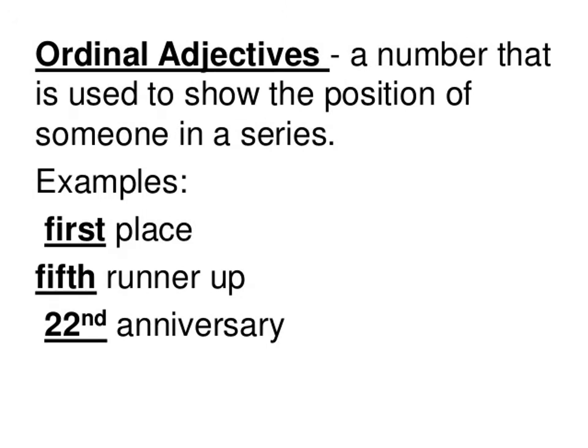Let us understand ordinal adjectives. The numbers that show position. For example, first place, fifth runner-up, 22nd anniversary. These are numbers alright, but they show the position and hence they are ordinal adjectives. They are showing the position of the noun or the pronoun in a sentence. They are adding more meaning to the noun or a pronoun by showing their position.